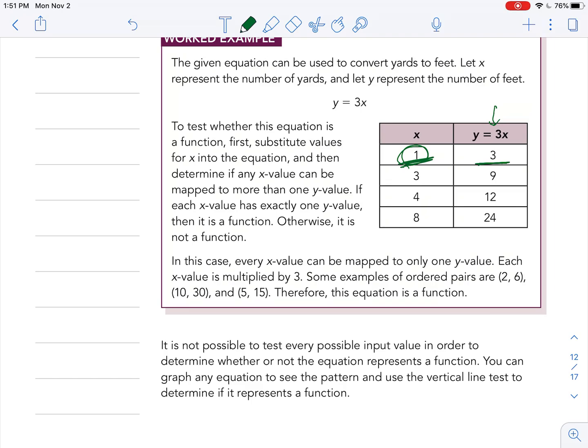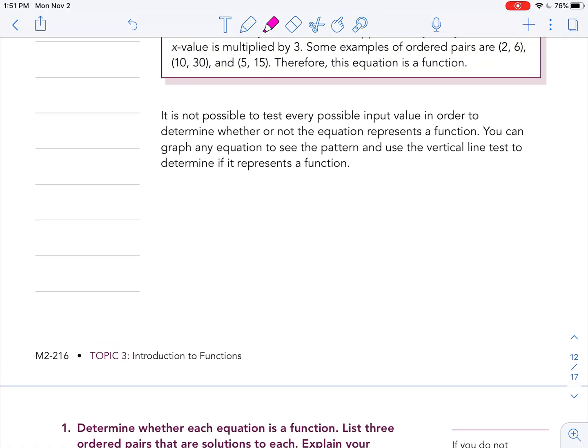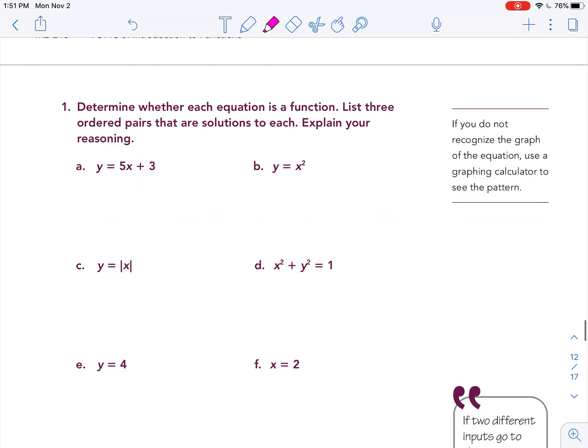Okay, now in order to test this, we can first substitute values in for x and then determine if it can be mapped to one y value. Just make sure you understand it is not possible to test every input value. There's no way that you can do that. For any equation where you see a pattern, use the vertical line test to determine. So we're going to look at this.